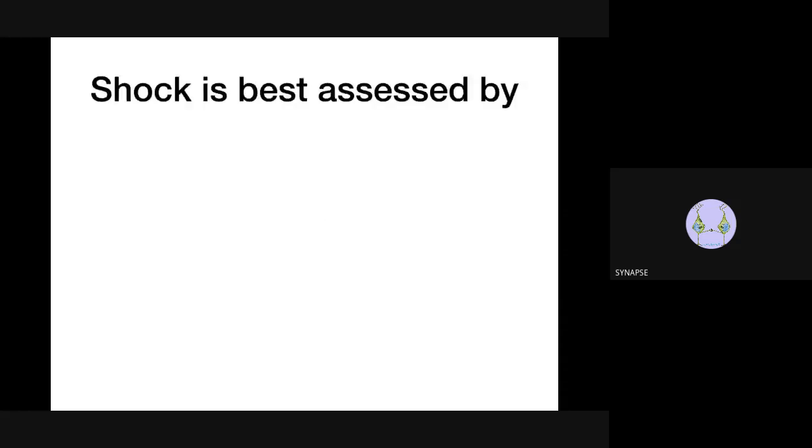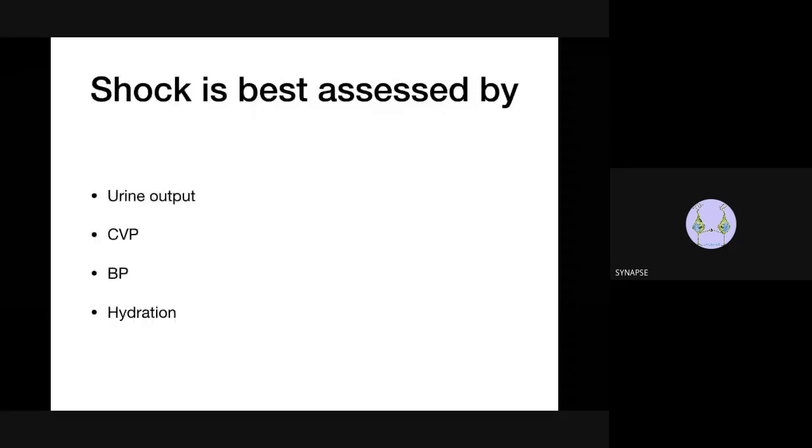Shock is best assessed by urine output, CVP, BP, or hydration. Urine output. Exactly. So that is clinically the best indicator of shock. The tissue perfusion is always urine output. Okay, very good.